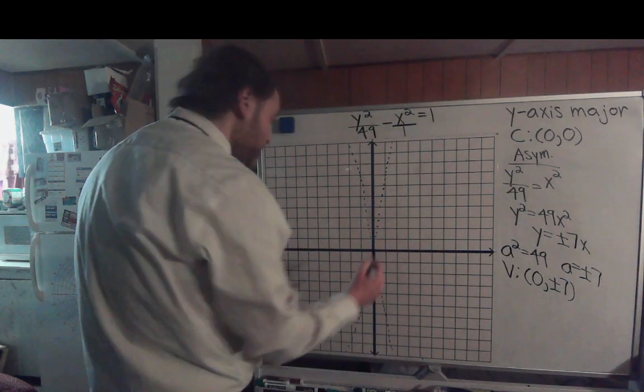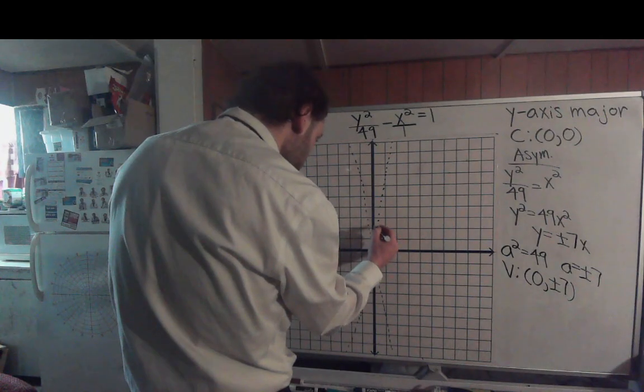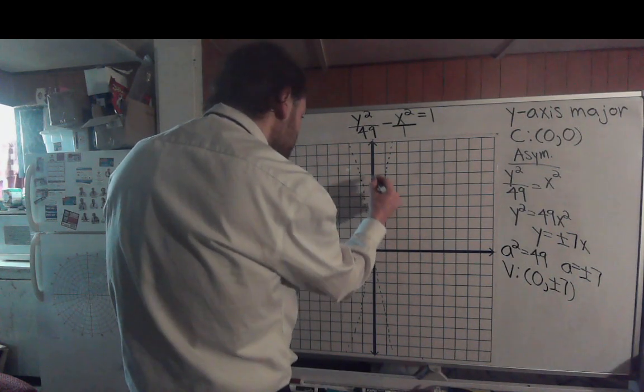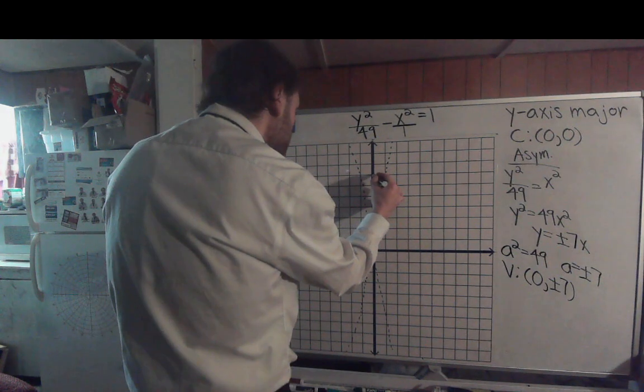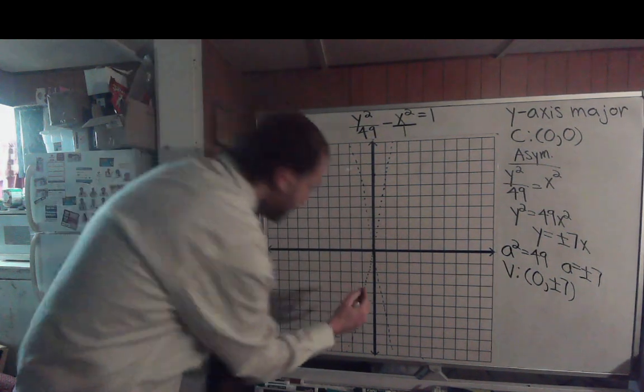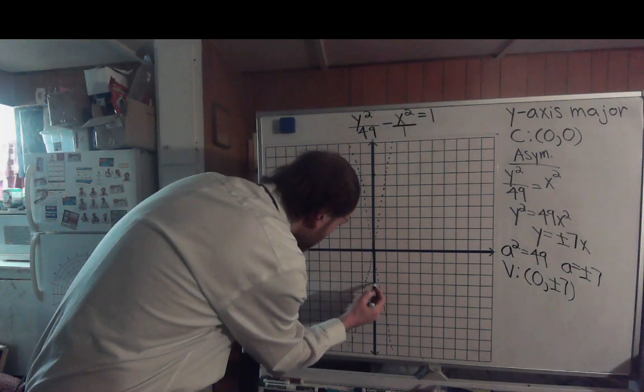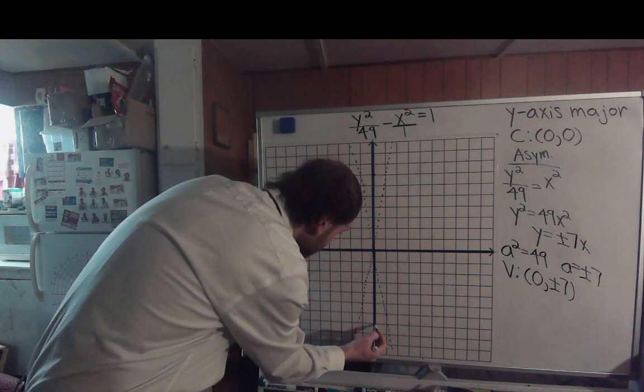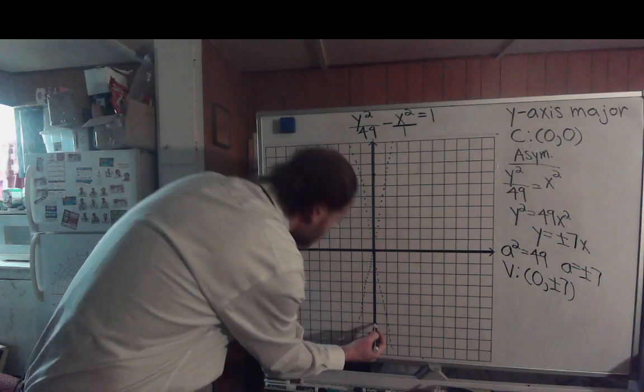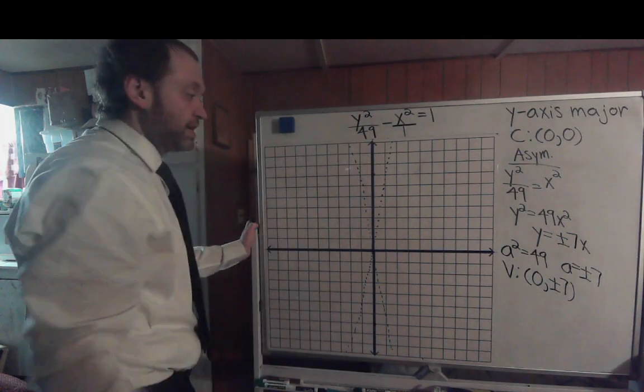So let's plot our vertices. There's one vertex at 0, 7. And at 0, negative 7.